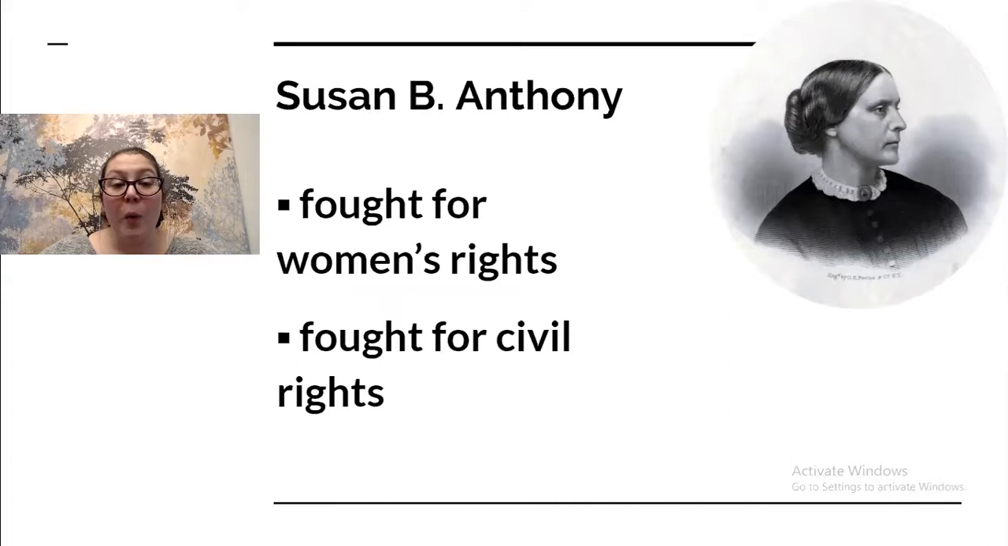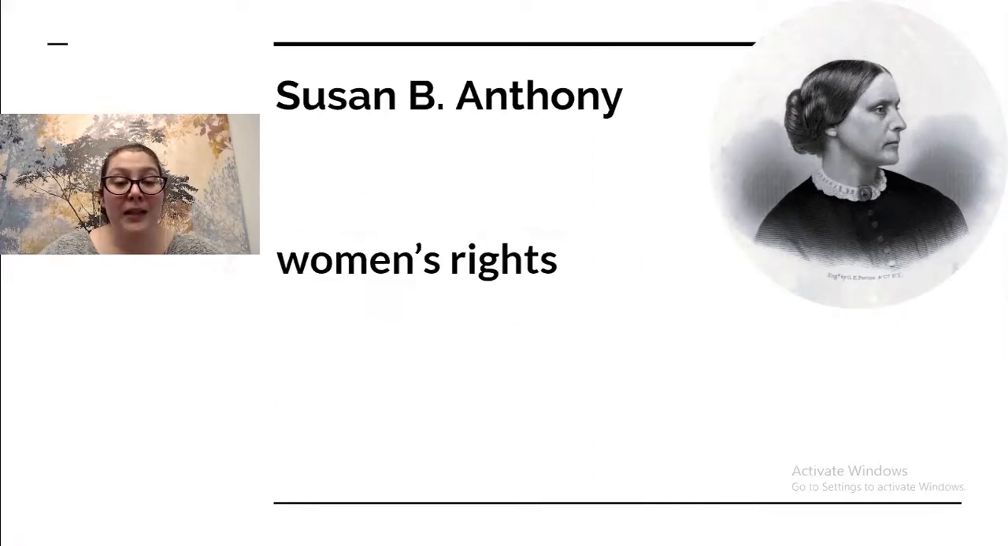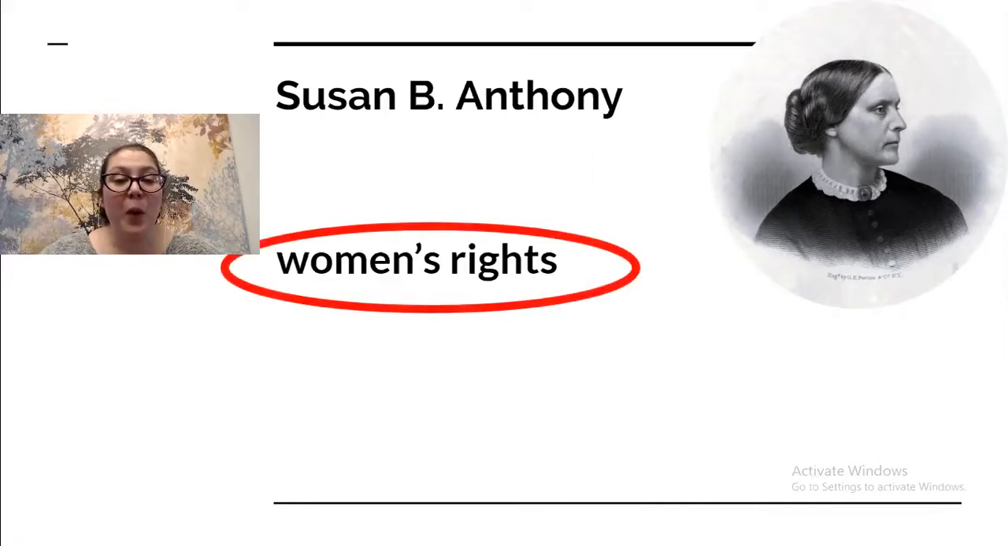All right, so when we're talking about women's rights to vote, this woman also lived in the 1800s. Her name is Susan B. Anthony. She fought for women's rights, or you can just say women's rights. So if you hear the question, what did Susan B. Anthony do? Women's rights. That's all you need to remember. Or you could say fought for women's rights.